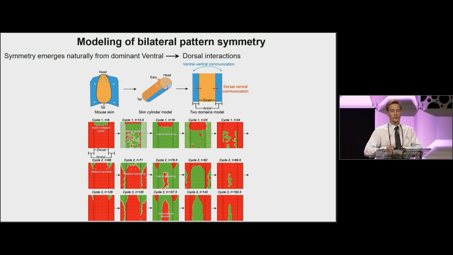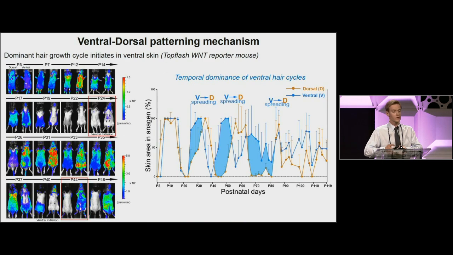So in collaboration with Kirash at the University of Queensland, we employed his Top Flash Wnt reporter mouse, which provides whole skin live Wnt imaging using a luminescence approach. And as shown here, the same mouse was tracked over a period of about 48 days. At the onset of postnatal first and second anagen, it's very clear, such as here at day 24, that anagen starts in the ventral skin.